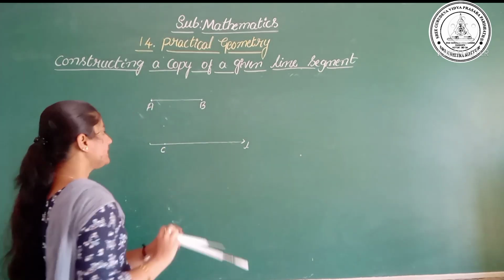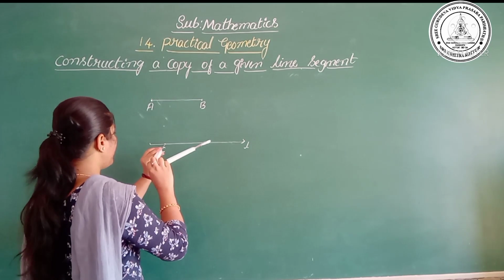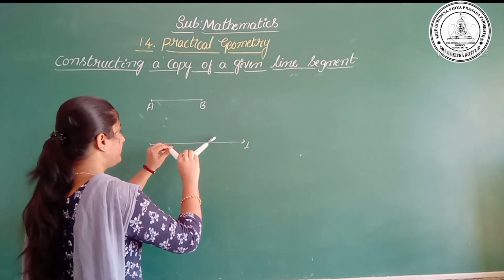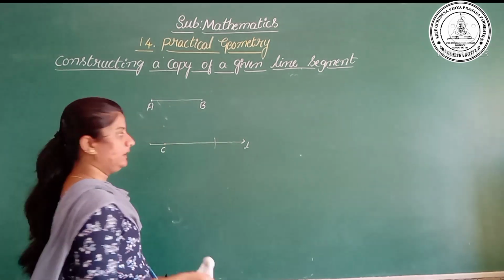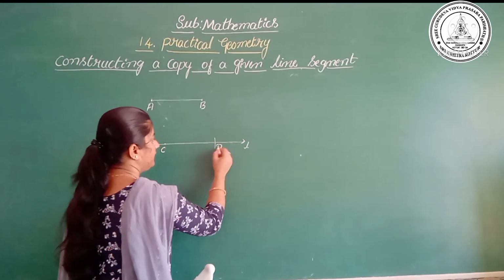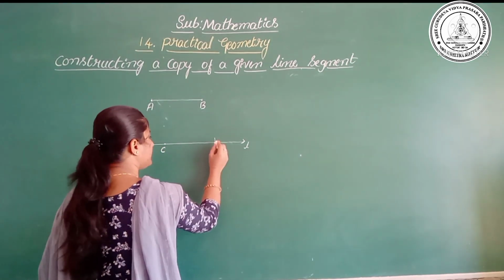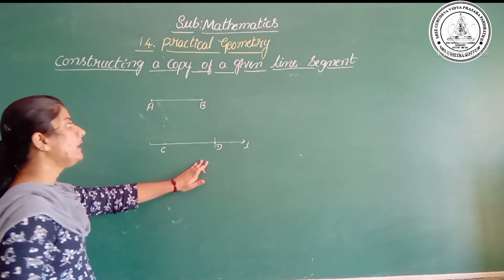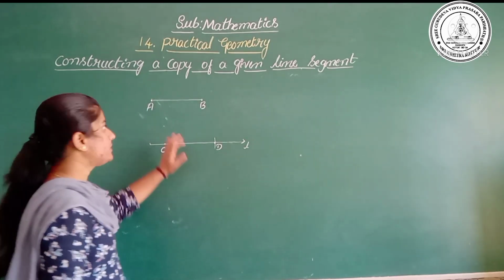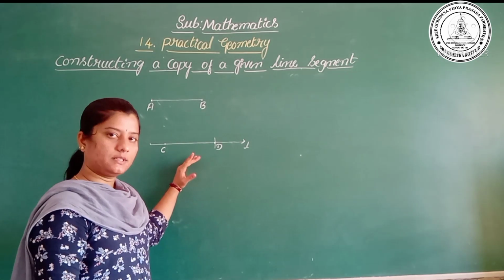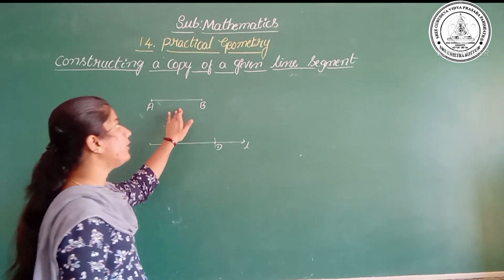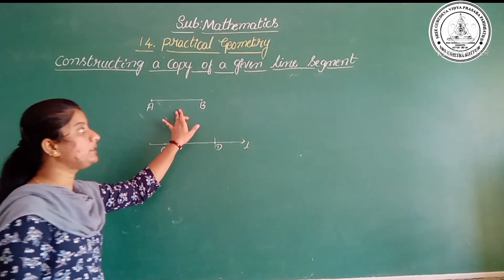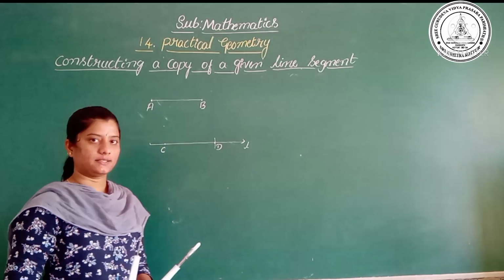Okay. Then place the compasses' sharp tip on the point C and draw an arc at D. Okay. Then we will get here the points C and D, which are the copy of the line segment AB. Right? So like this we have to construct a copy of a given line segment using the ruler and compasses.